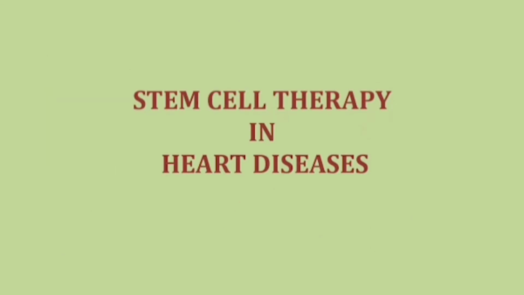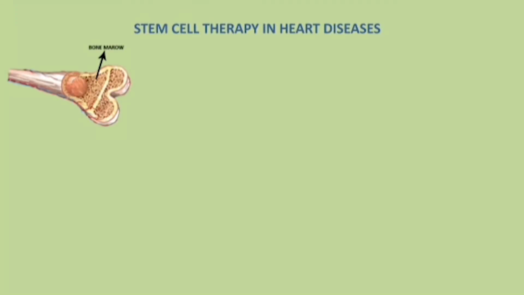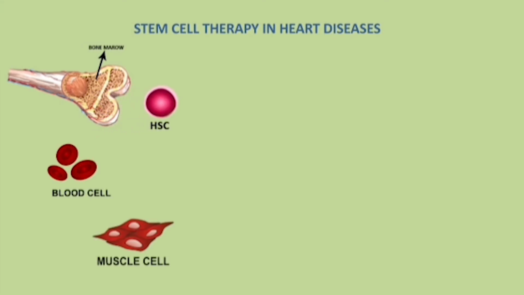Stem cell therapy in heart diseases. Adult stem cells are used in the treatment of several cardiac diseases like congestive heart failure, coronary artery diseases, and cardiomyopathy by means of stem cell therapies. Treatment of heart diseases can be done with isolation of HSC, blood cells, and muscle cells, which are cultured in laboratory for required amount of time.